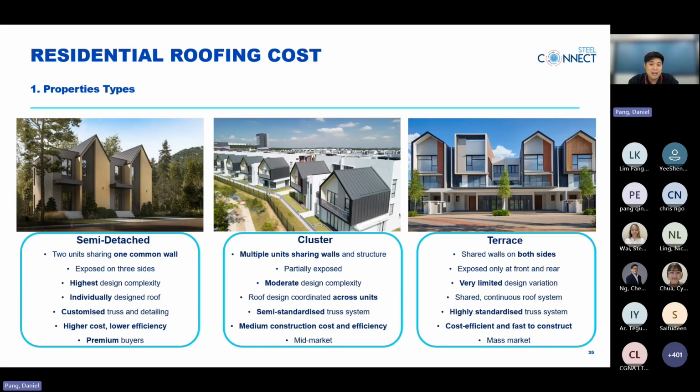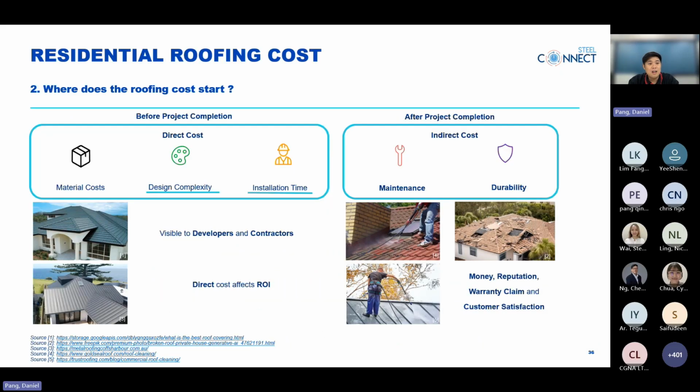With that context in mind, we can now move on to how roofing cost is actually built up. Now we understand how different house types affect roof design and complexity. Now the important question: where does the roofing cost actually start? In general, roofing cost is driven by 2 main components, direct cost and indirect cost. Let's start with the first one, which is direct cost.